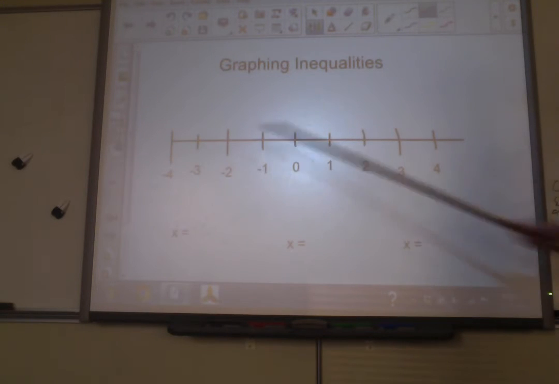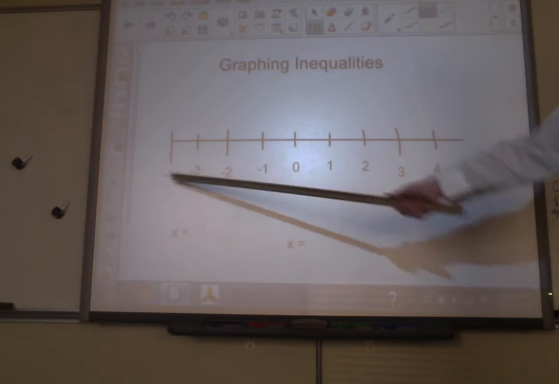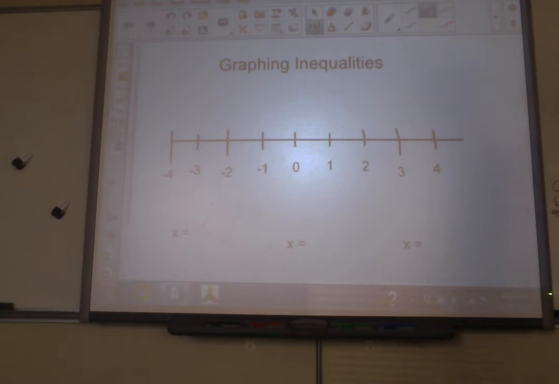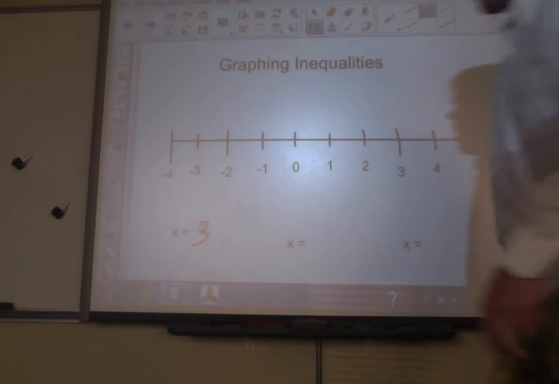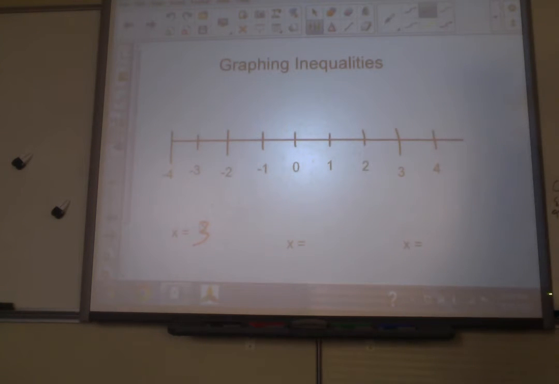This obviously is a standard number line going from -4 to +4 by ones. So let's look at what it would look like if we were going to graph some very simple equations on here. For example, x equals 3. If we're going to graph x equals 3, all we would have to do is find +3 up here on the number line, put a dot, and there we go, we're done. We've just graphed on this number line x equals 3.